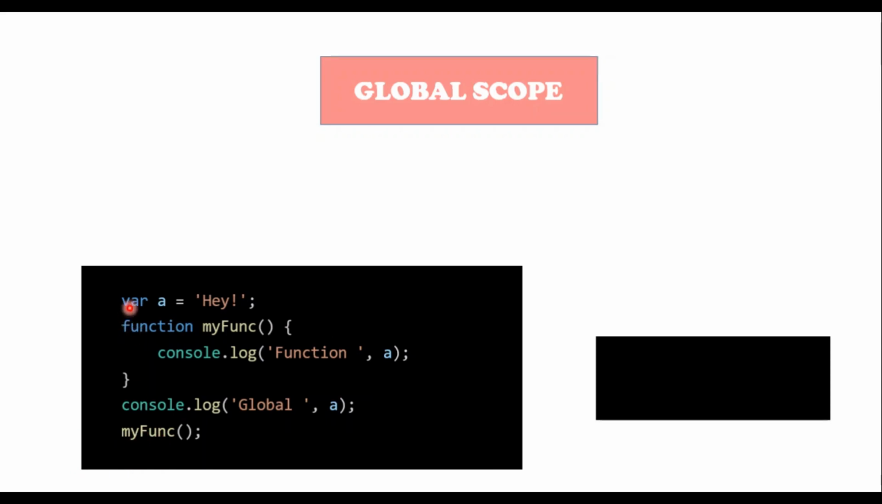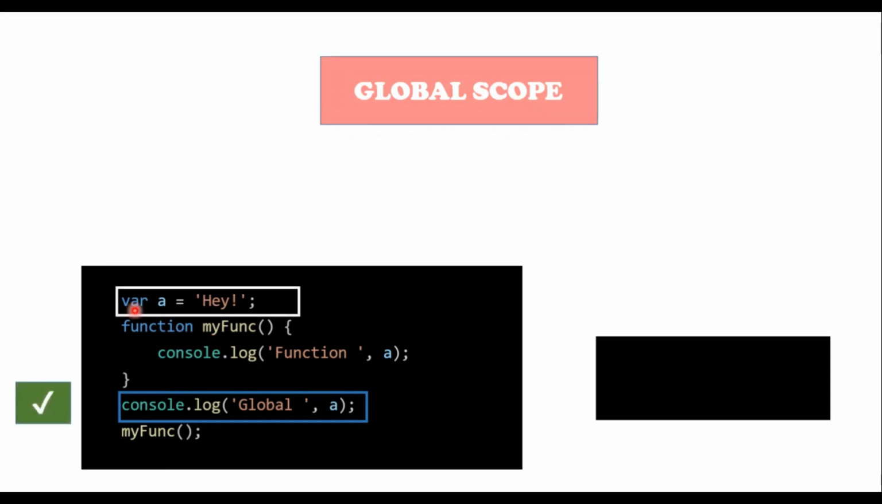If we execute this, when it comes to this line, console log a, it will look for this a in the global scope. And here we have this global scope a, so it will print this global space a, which is "hey". So here we have this output, global space hey.